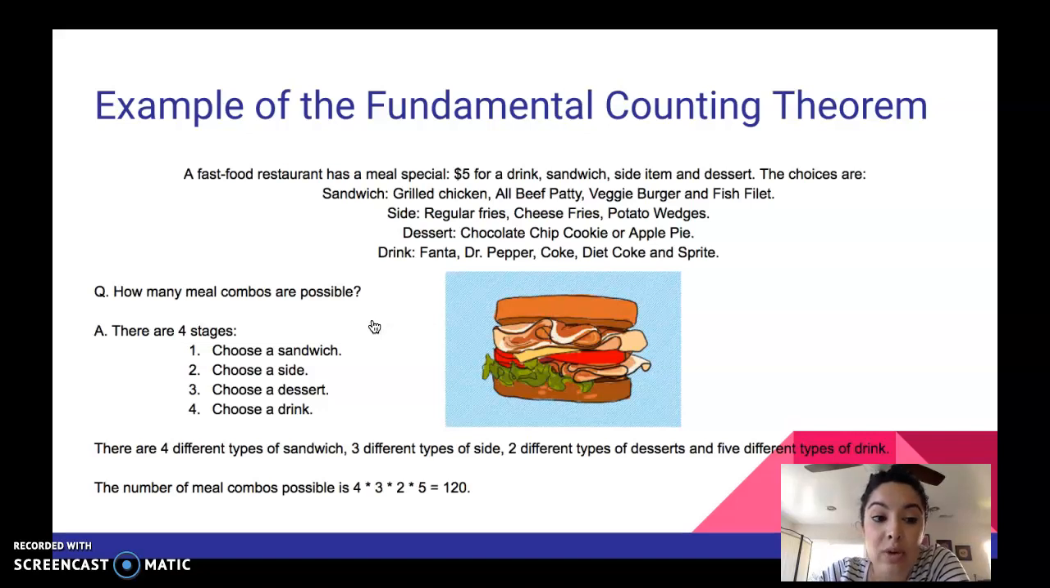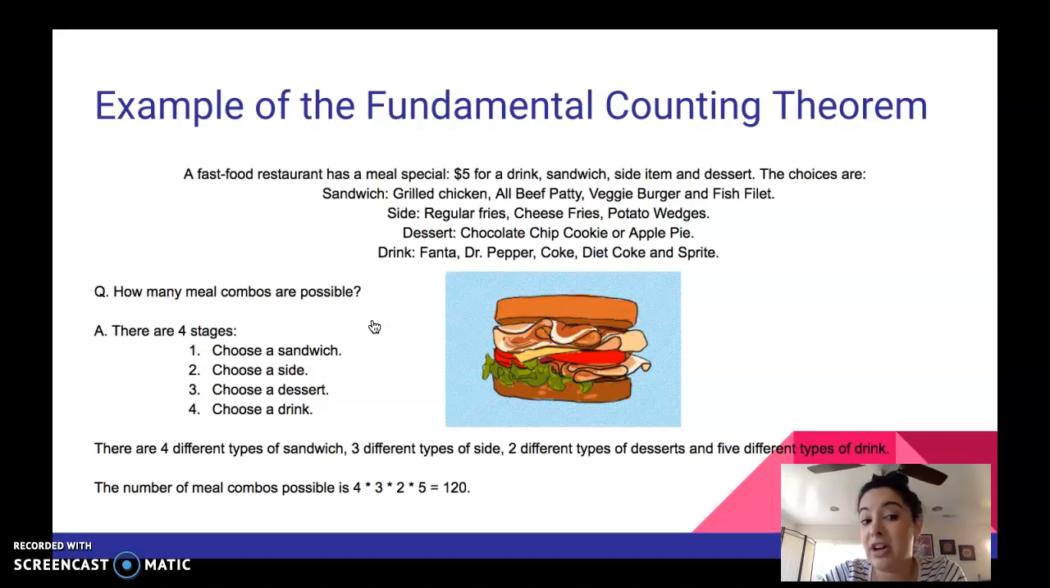So what we want to know, using the fundamental counting theorem, is how many different combinations of these meals are possible. How many different types of meals can I get out of this? Say I want to come every single day and get a different type of meal, with at least something different every time. How many times would I have to come back to get that? So let's look at it this way. There's 4 stages when choosing your combination of your meal.